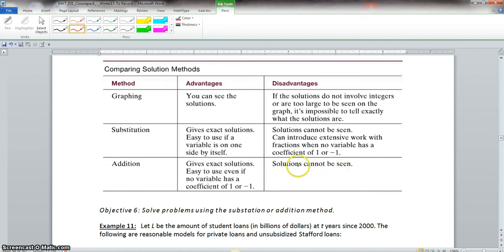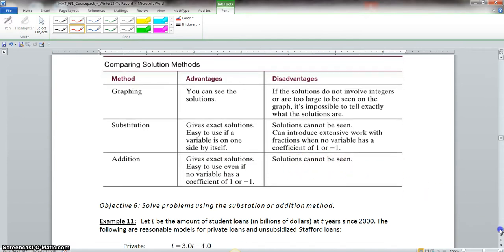And the only disadvantage is solutions cannot be seen. Now, there is one other disadvantage. If you have a problem with the least common multiple, then you may have a little difficulty with the addition method. But if you don't have any trouble with the least common multiple, then this is the only disadvantage you will have, that the solution cannot be seen.